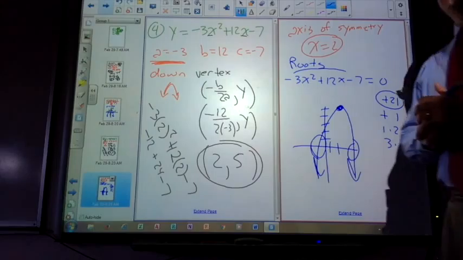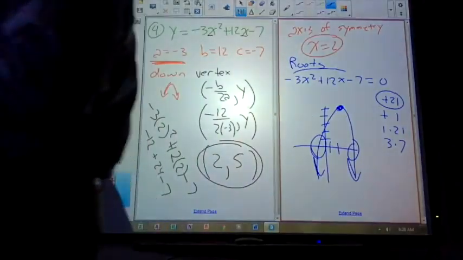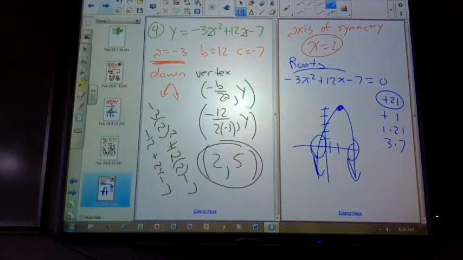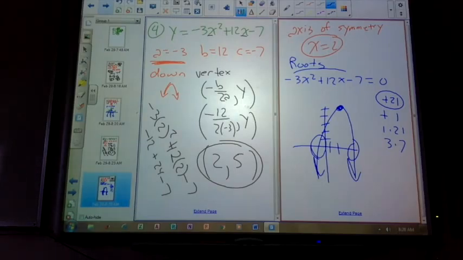They do exist, but they could be crossing the x-axis at like square root of 7 or negative square root of 5 or something like that. That's very possible. It's just we don't know exactly where they cross. They do indeed exist. Okay? It's just that we can't find them at this point. Find any roots? Well, they're irrational roots.